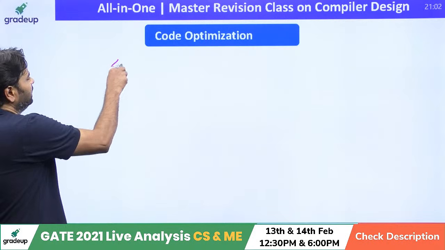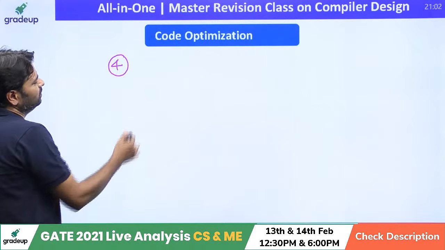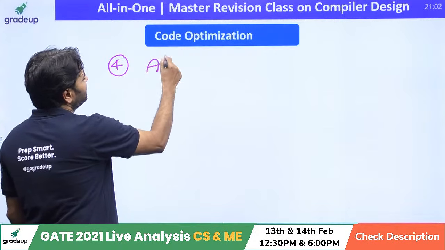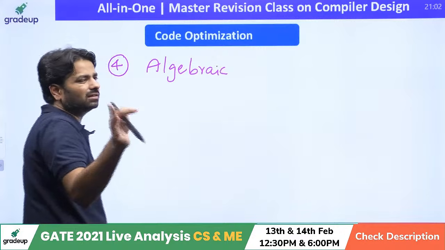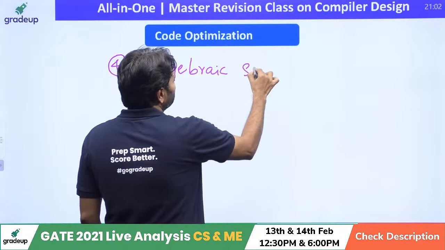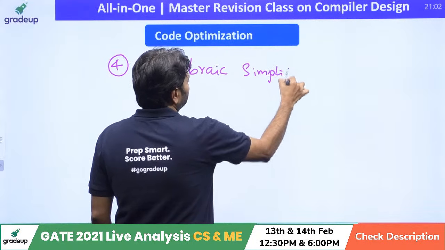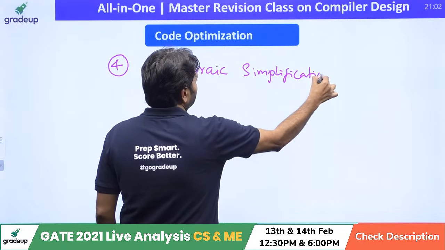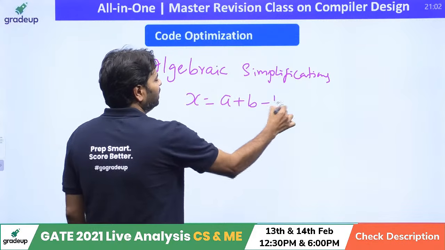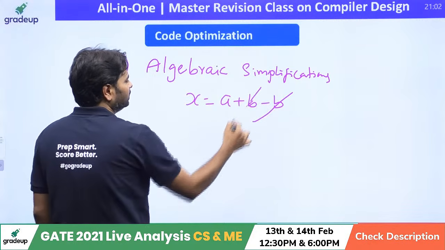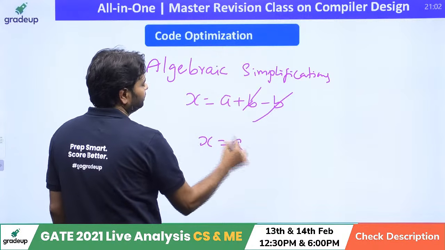Fourth example is algebraic simplification. Just now we have seen cancellations, or associative and commutative laws we can apply. If you have x is equal to a plus b minus b, you can cancel it. You can just say x is equal to a.